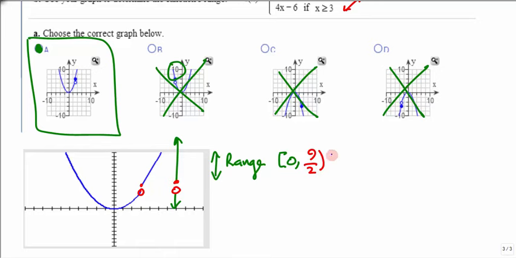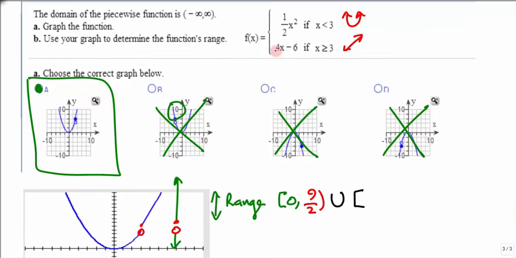So I'm going to union this with my next value, which will be a bracket because I have a filled point, and you can see the filled point here as well. And that filled point would be if I plugged a 3 in. 4 times 3 is 12. 12 minus 6 is 6. And then this heads off toward infinity, which would be parentheses because you never bracket infinity. So these are some examples of talking about the domain and the range of piecewise functions.